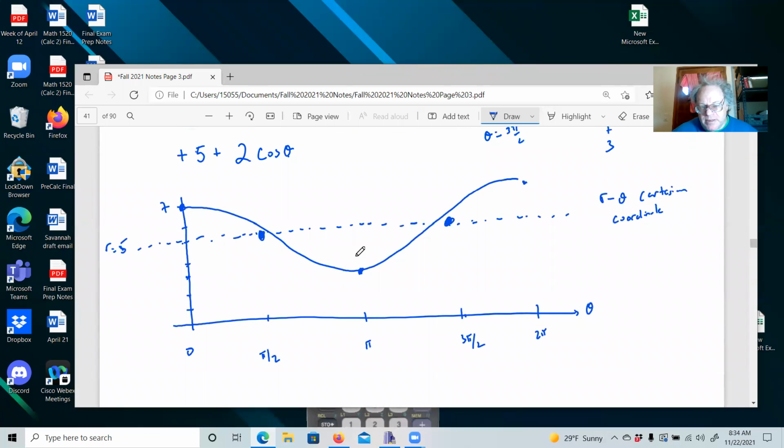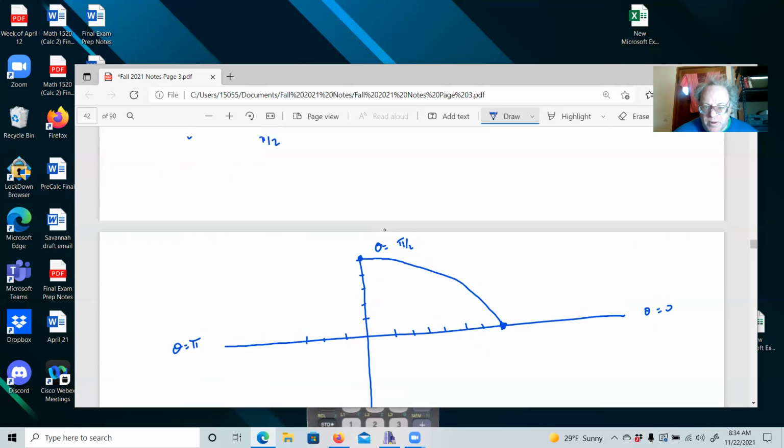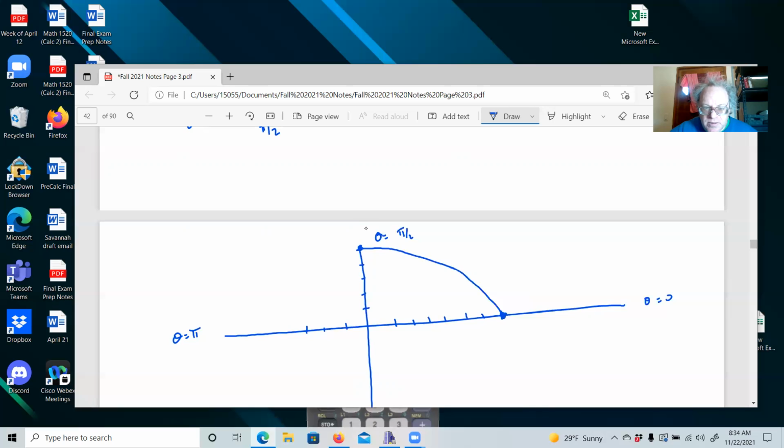Now, when we get to pi, we're going to be down here at 3. So 1, 2, 3. So as the angle is sweeping from pi over 2 down to pi, this whole function is getting a little bit shorter. We're going from 5 down to 3. Okay, so here we go. There we go.